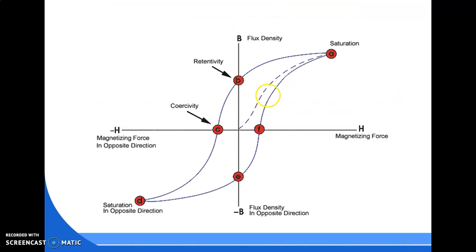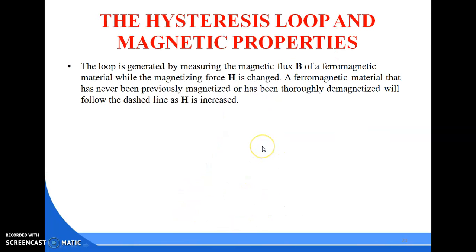So here is a B versus H curve. You can see the x axis is H, the y axis is B. This is the point from where it starts, A, B, C, D. Then it goes to E, F, then it goes again to A. So it starts just like our magnetization from here. You know about all these things, the coercivity and retentivity. These are the fundamental things. So we will discuss the hysteresis loop and its magnetic properties.